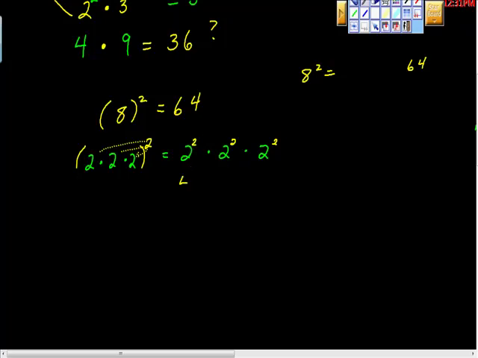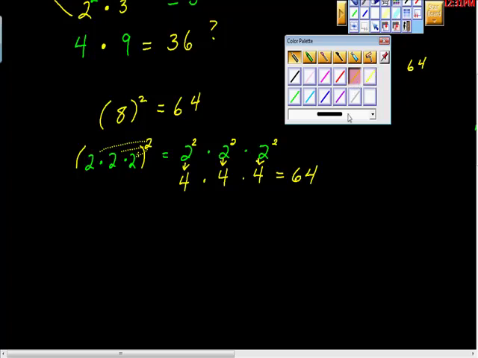2 squared is 4, isn't it? 2 squared is 4, isn't it? 2 squared is 4. So I'm simplifying all of these. So this is this, this is this, and this is this. And then I'm going to try it. 4 times 4 is 16, and 16 times 4 is 64. This rule actually works. Now, the example they want to show us in the book, it makes some more sense to me now.